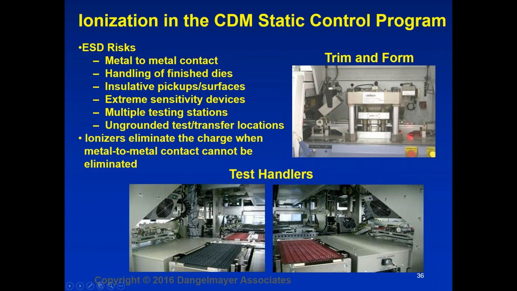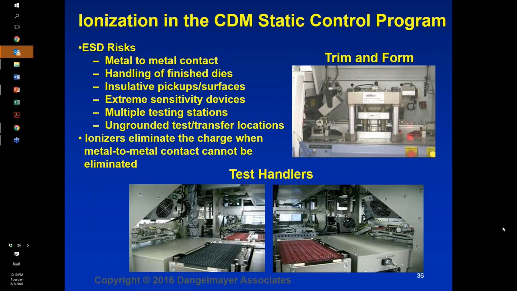The ESD risks you see here are metal-to-metal contact. Charge on a device doesn't necessarily cause a problem for it, but when there is metal-to-metal contact of the device, that's when we have a problem with the ESD. When you're handling finished dies, when you're using insulated pickups and surfaces, when you have extremely sensitive devices in these applications, and you have multiple testing stations, you're going to have ESD risks because testing inevitably involves metal-to-metal contact that can't be avoided. You may have ungrounded test and transfer locations inside the equipment, and the ionizers are there to eliminate the charge when that metal-to-metal contact can't be eliminated.